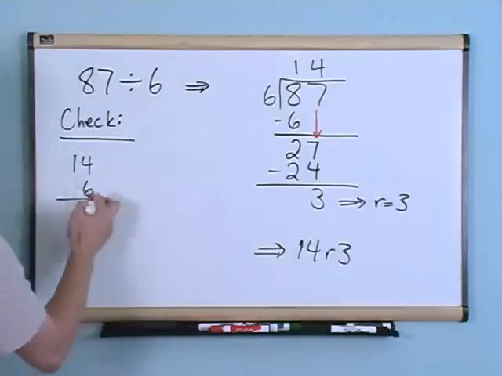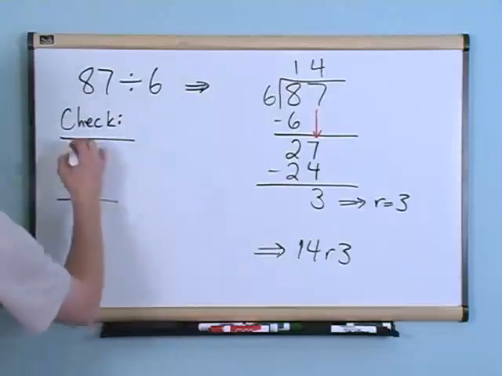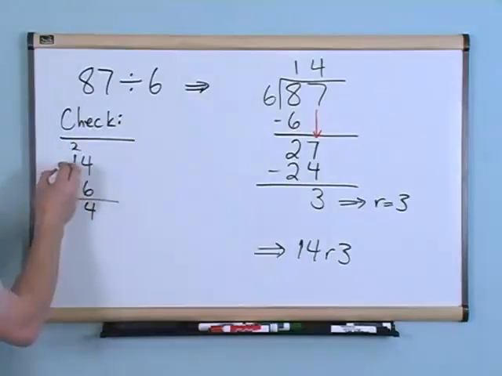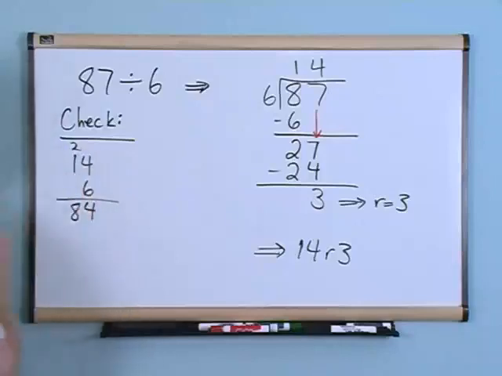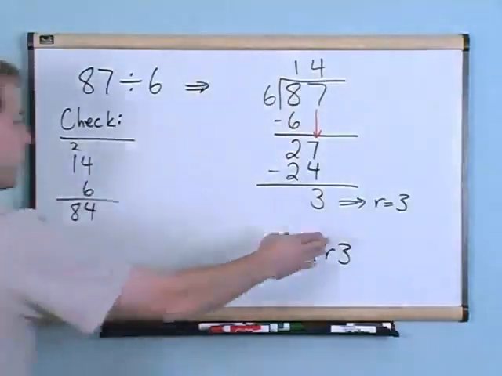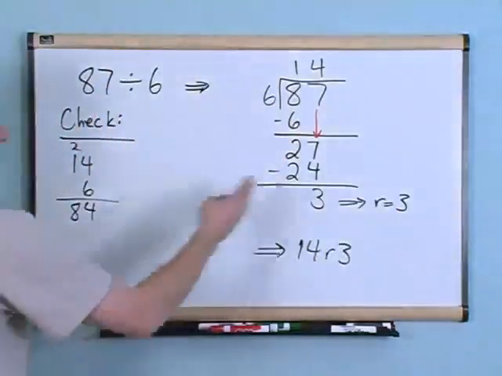Well, 6 times 4 is going to be 24, so I'll put the 4 there and the 2 up in the other column. Then working on this column, 6 times 1 gives me 6, plus the 2 I just wrote down. 6 plus 2 gives me 8, so that's an 84. Now notice that it doesn't equal what's on the inside. That's because we had a remainder.